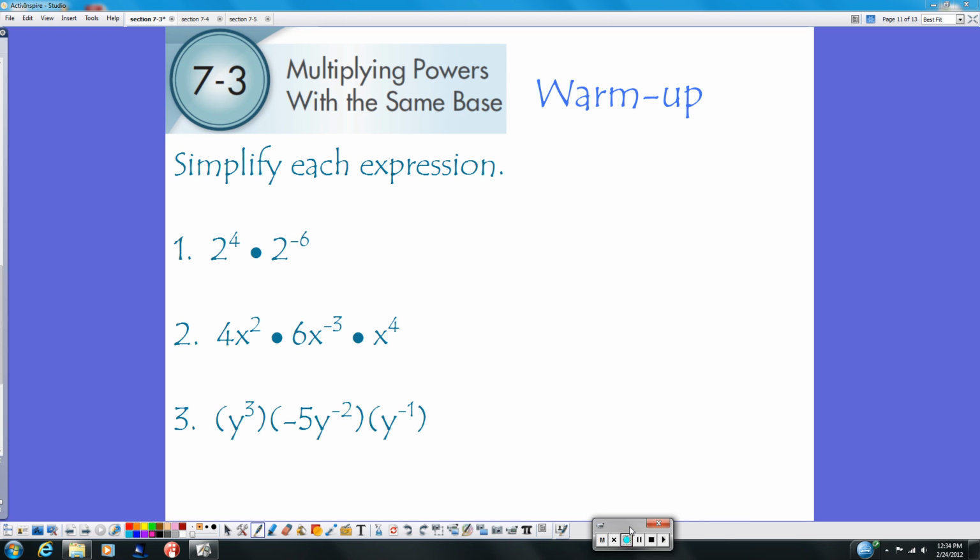Welcome to Section 7.3, Part 2. In Section 7.3, we're looking at multiplying powers with the same base. Let's warm up with what we did yesterday. So try these problems, and then check back to see how you did.